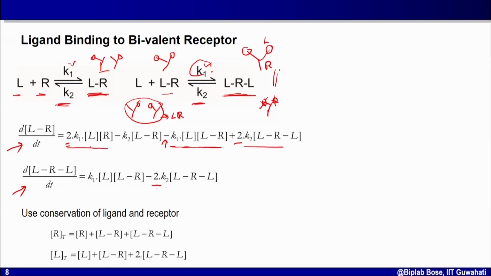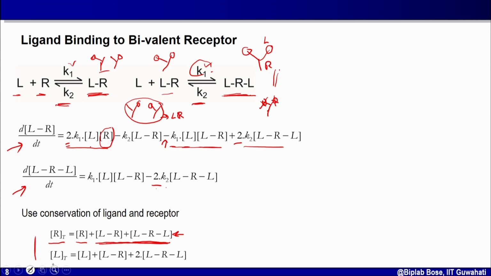So if I have written down this ODE, and if I assume that the total amount of ligand and the total amount of receptor remain constant, I can have some conservation rules that are algebraically represented here. That is, the total amount of receptor in the system is equal to the free R concentration, that is the concentration of free receptor, plus the concentration of LR, plus the concentration of the second complex, that is LRL. So I can represent this R here by this relationship. So I don't require a separate ODE for R, because R will be equal to RT minus this whole thing.